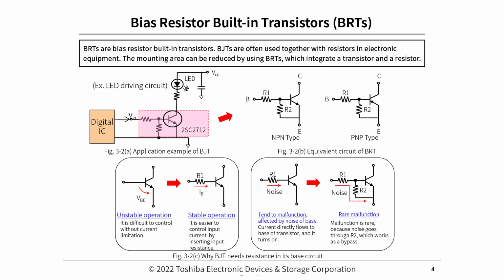Bias resistor built-in transistors, BRTs. BRTs are bias resistor built-in transistors. BJTs are often used together with resistors in electronic equipment. The mounting area can be reduced by using BRTs, which integrate a transistor and a resistor.